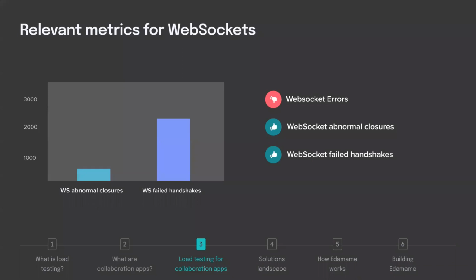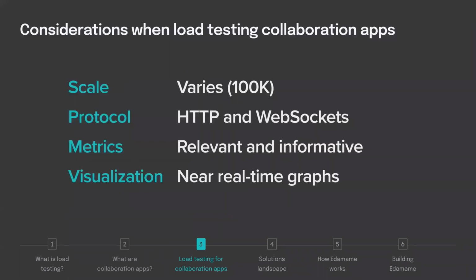Relevant and informative metrics for WebSockets are more concerned with the persistent connection. For example, instead of looking at the number of WebSocket errors in general, we might want to take a more granular look at what's happening when errors occur. Developers might check the count of WebSocket abnormal closures in order to be informed of when the server is dropping connections. But looking at the count of WebSocket failed handshakes can tell developers when the server is having trouble making new connections.